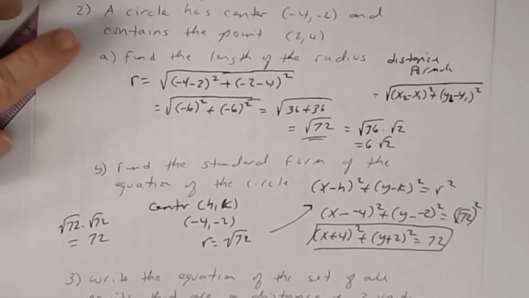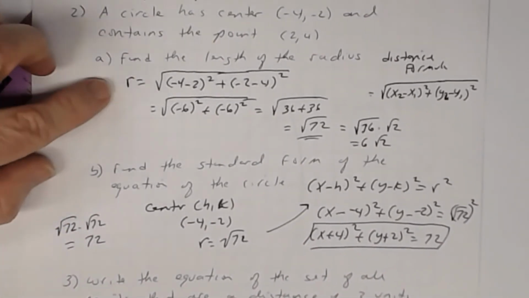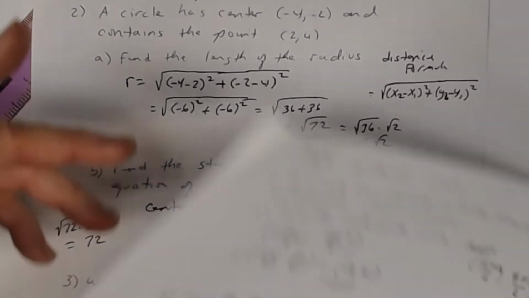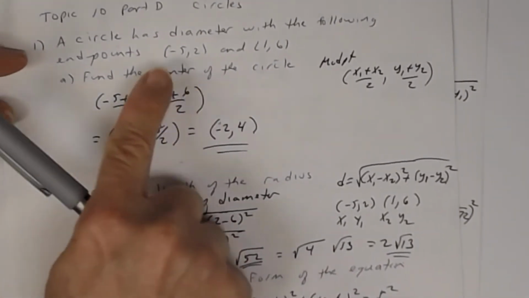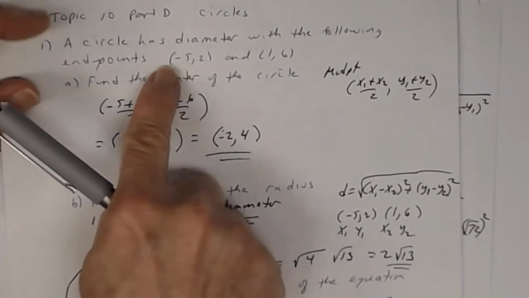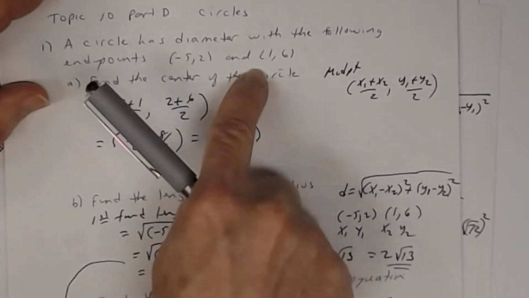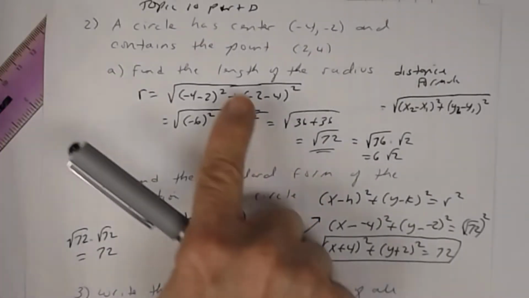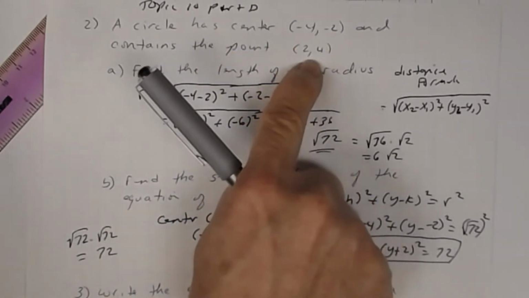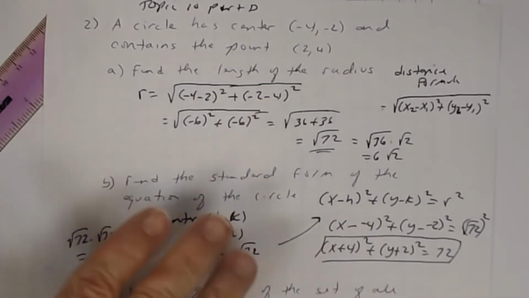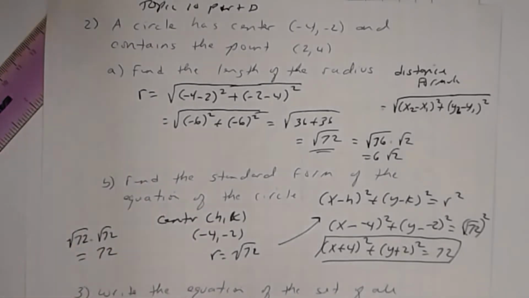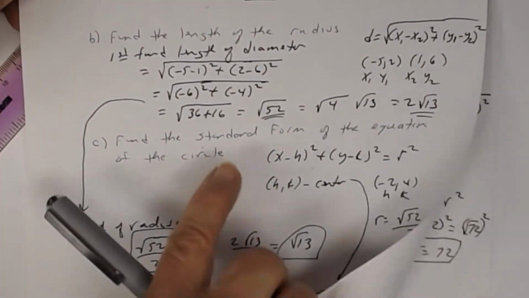All right, so there's part A, there's part B. It's a little bit different than one, because in one you started out with different information. In one, you were talking about endpoints of a diameter. Here, you're talking about a center and a point on the circle. So with different information, you go through a different process to get to that standard form.